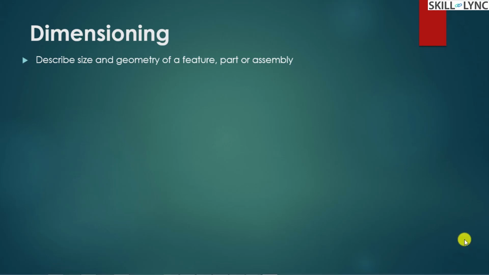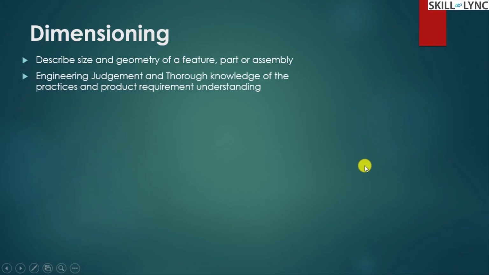Towards this dimensioning you need to have a strong understanding of engineering judgment and thorough knowledge of the practices that are required, and also the fundamental requirements of the product, which need to be grasped very clearly. It means that the intended product you are going to design and deliver has to adhere to proper engineering judgment principles, and you also need very strong knowledge of all the processes that are going to be used to produce those components. Only then can you give dimensions that are both functional and usable.